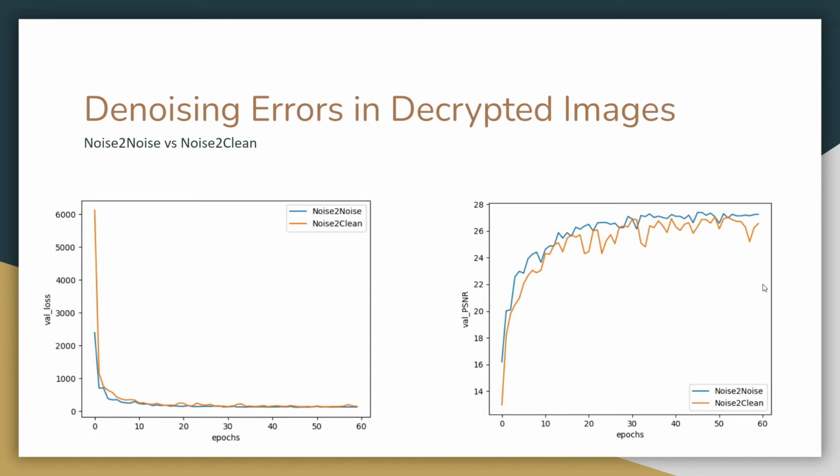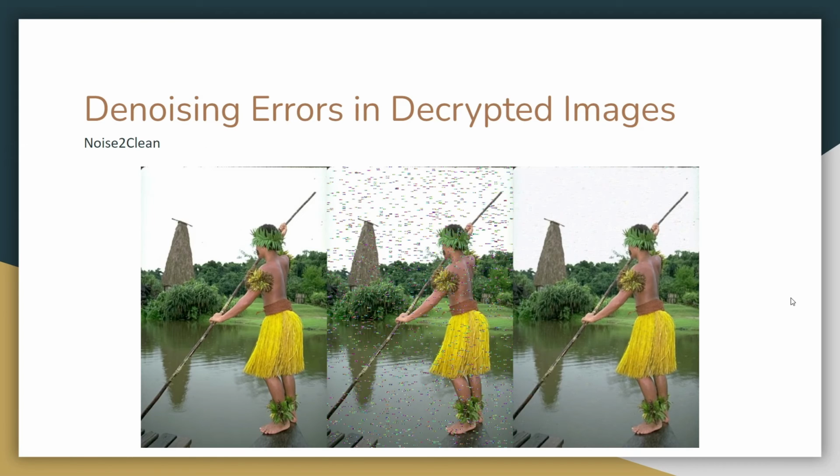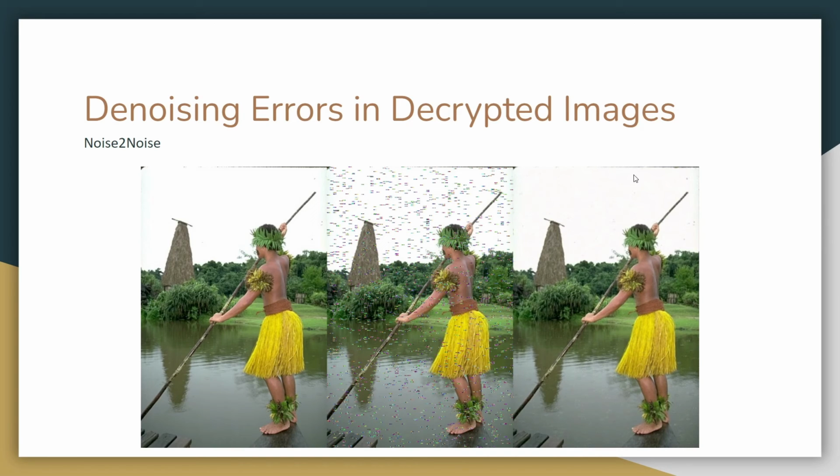And so, denoising errors in the decrypted image. I tested noise-to-noise and noise-to-clean with the byte errors in the image. And over the 60 epochs with noise-to-noise, we see that it did have a higher PSNR value and a lower loss value. And in addition, it also stabilized at that value much quicker and stayed more consistent throughout. So some examples of this are the noise-to-clean prediction. We can see the original image and then the training image, along with the predicted image, and we can still see that there's a lot of specks in the sky. But with the noise-to-noise model, a lot of that noise was filtered out in the final predicted image.